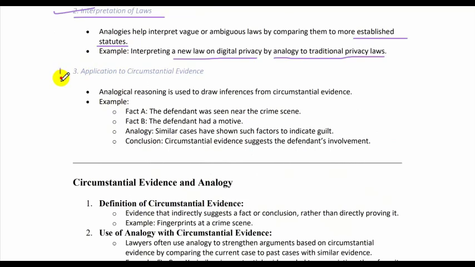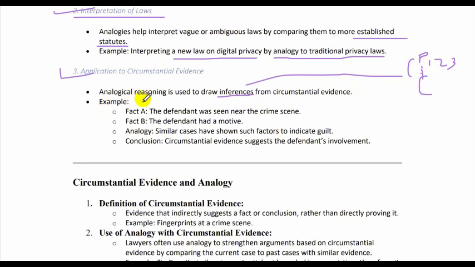Third, application to circumstantial evidence. Where do we use analogy in law? We use it in circumstantial evidence. Analogical reasoning is used to draw inferences from circumstantial evidence. I explained what is inference. Inference is the relation between the premises, say premise 1, 2, 3, and the conclusion. So the relation between the premises, or the process of coming to a conclusion from given premises, is known as inference. It is the process between premise and conclusion.